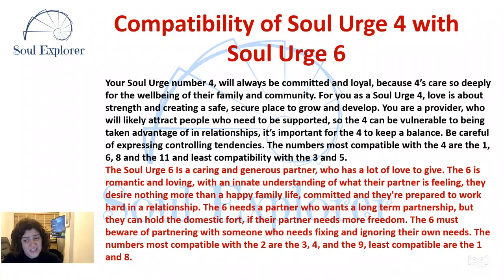They're committed, the 6, and prepared to work hard in a relationship, just like the 4. But the 6 needs a partner who wants a long-term relationship, very much the 4. The 4 is very loyal and also wants a long-term relationship. So this bodes well for the 6. But the 6 must beware of partnering with someone who needs fixing and ignoring their own needs. But the thing is, the 4 tends to be a bit of a fixer as well. So I think that with the 4 and the 6 together, they're less likely to fall into that trap of one fixing the other, because they're both fixers at the end of the day.